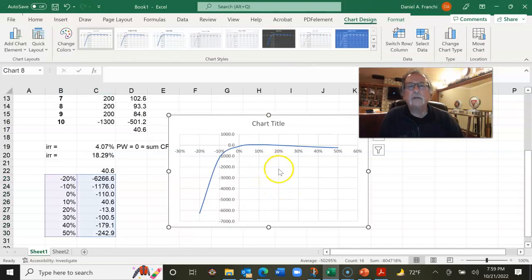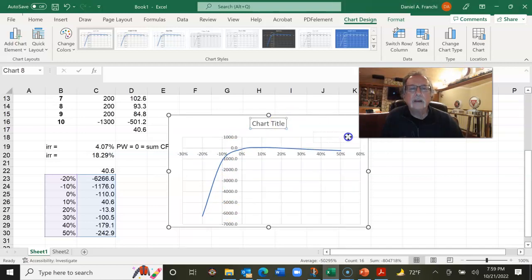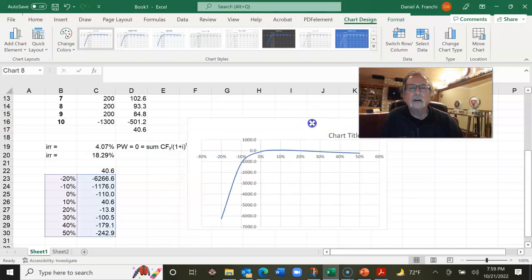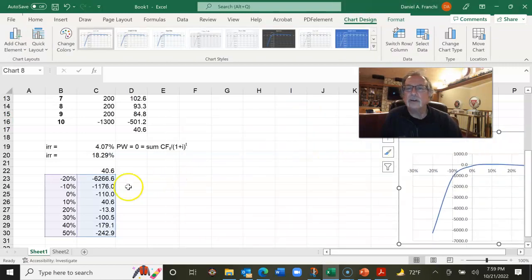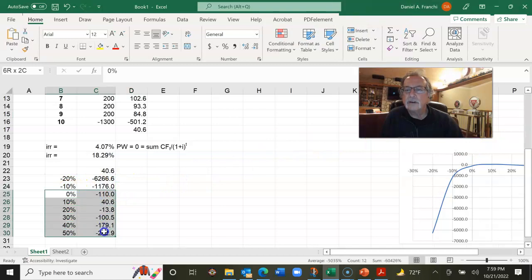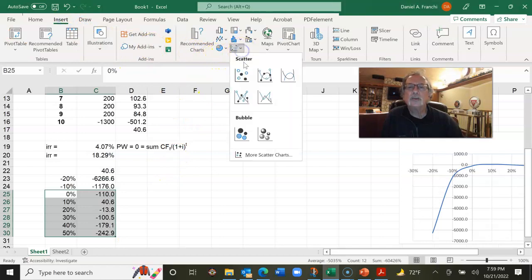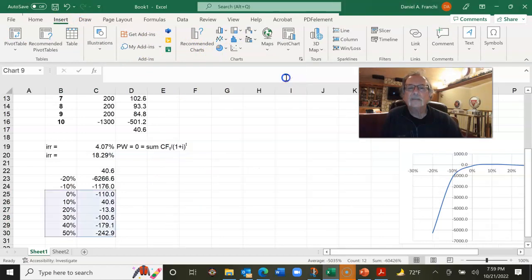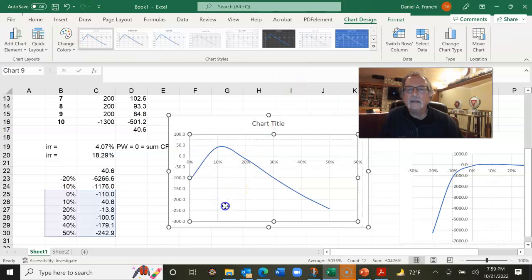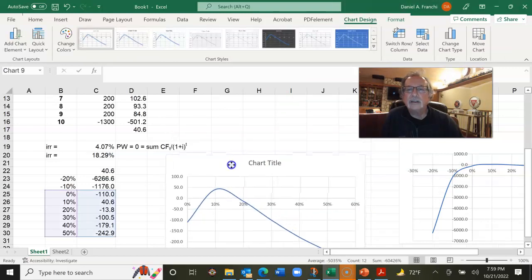And this is not that informative because the range of the negatives is so much larger than the range of the positives. So let's move this chart off to the side and let's insert another chart. Let's just do it from 0% on. So we're going to insert a scatter chart, and what we have is a chart that crosses the x-axis at 4%, crosses the x-axis at 18%.